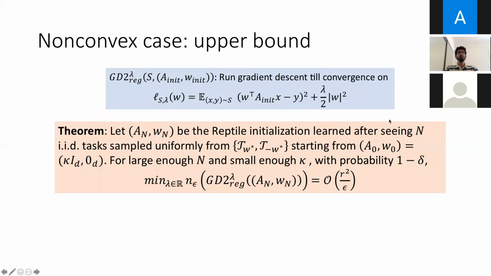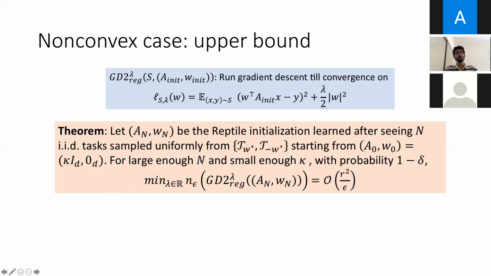Okay. So now, given this algorithm for the downstream task, the upper bound basically says the following: suppose A_n, W_n is the initialization learned by Reptile after seeing n tasks, for a large enough number of tasks, but still not that large, and a small enough kappa, for some good balance between the number of tasks and kappa. So I need Reptile to start with this initialization, where the first layer is initialized as kappa times identity, and the second is initialized as 0. I'll get to different initializations in the discussions later.